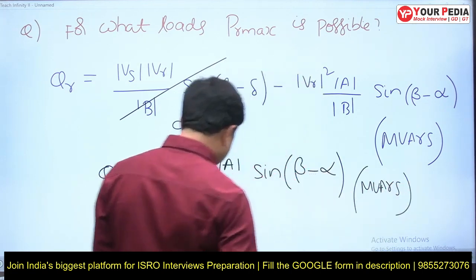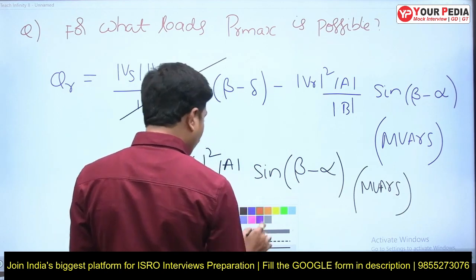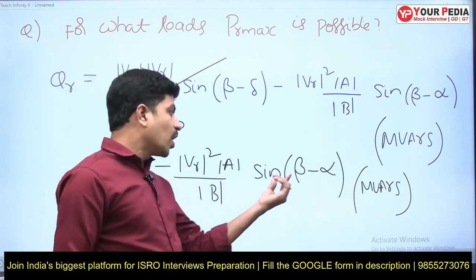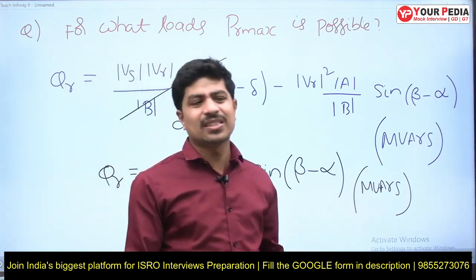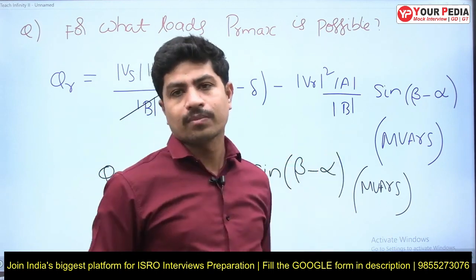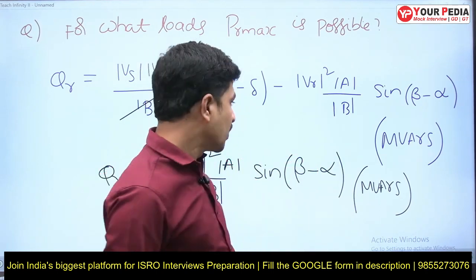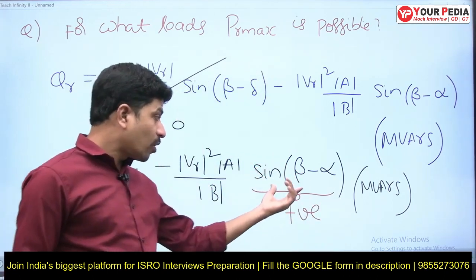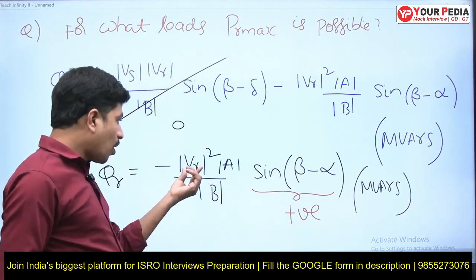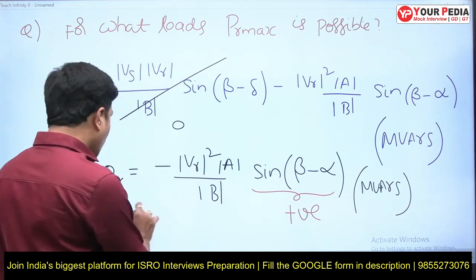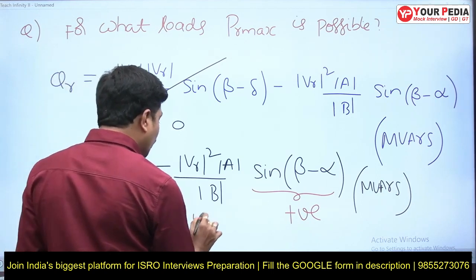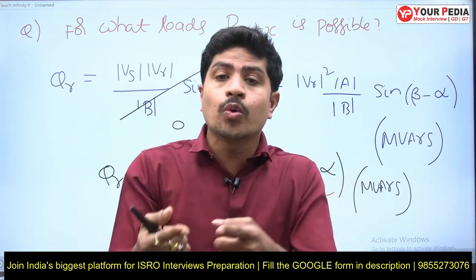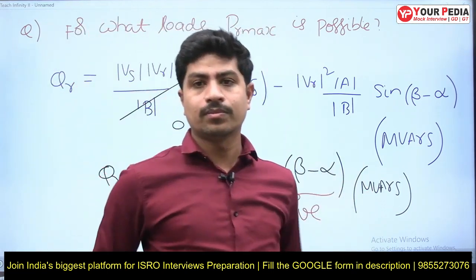Now you observe, first of all we have to get some idea on these values. Mod VR is positive, mod A positive, mod B positive, beta is the impedance angle and alpha is very small. Alpha will be from 0 to 1 degree practically. So this is always positive. There is no situation that it is going to be negative. Mod VR, mod A, mod B are all positive. Therefore, QR is negative. First of all, what is QR? QR is the receiving end real power during maximum receiving end real power.